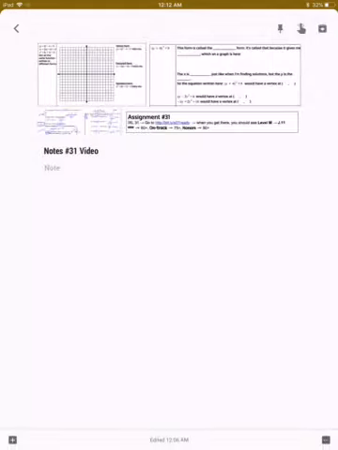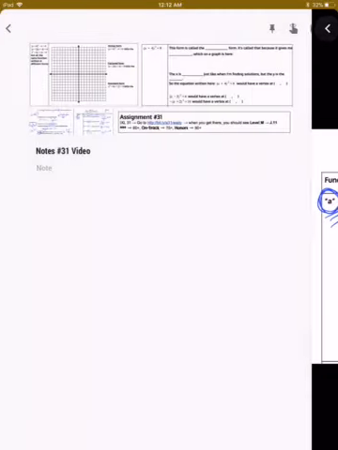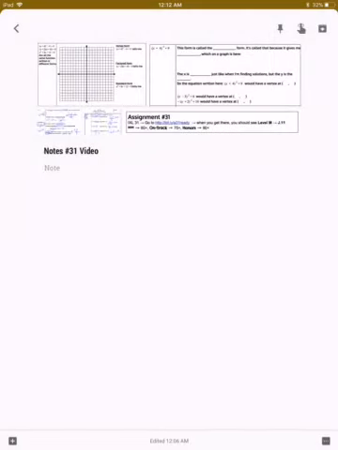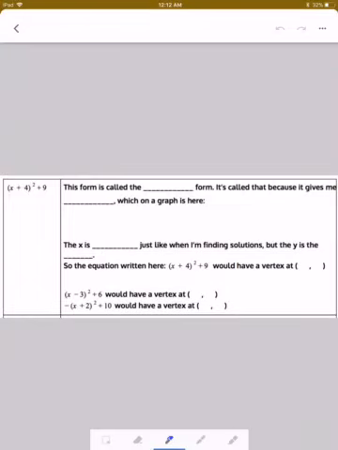So we had our standard form, which is this one here, and then we had our factored form, which was this one here, and then we also have one more form, and this form is called the vertex form. That's this one right here. So this is the vertex form, or format. It's just another way of writing the equation, and it's called that because it gives me the vertex.